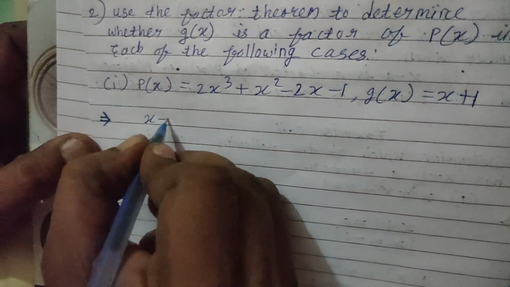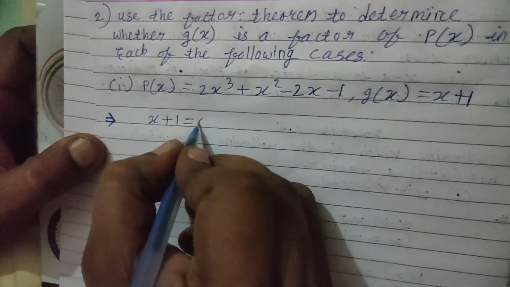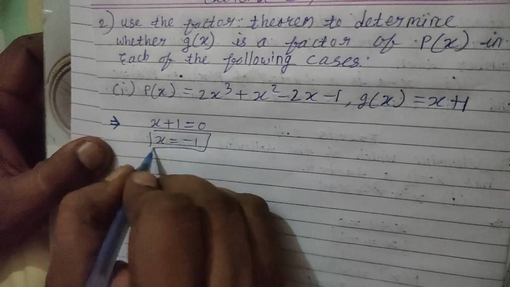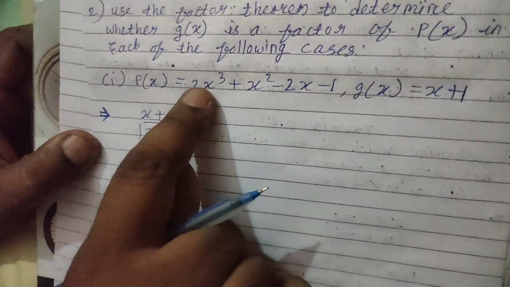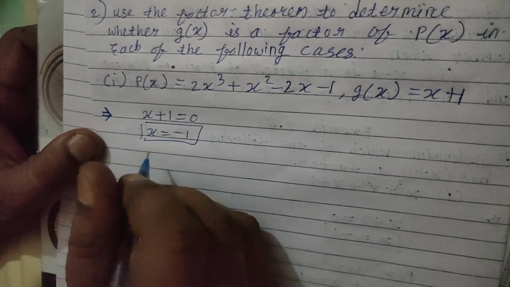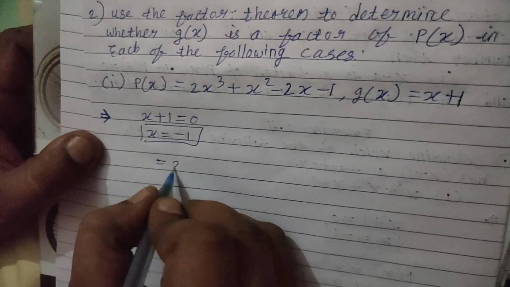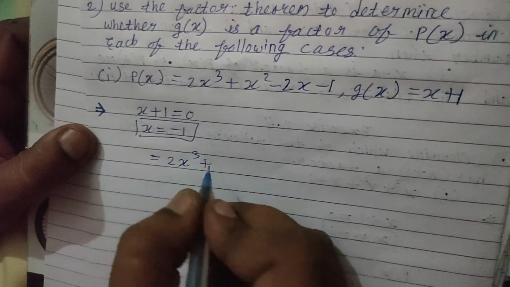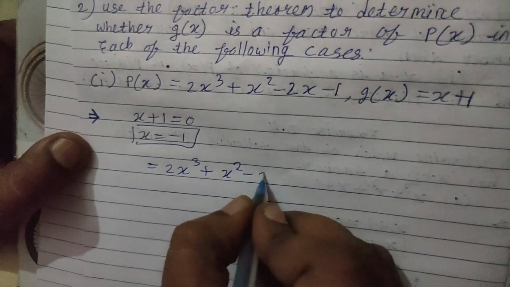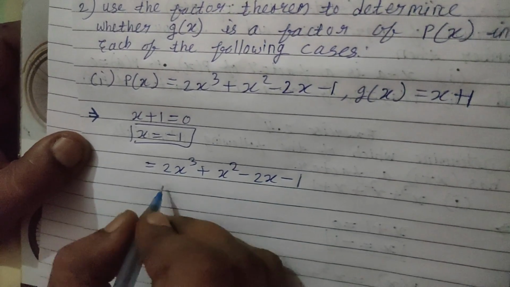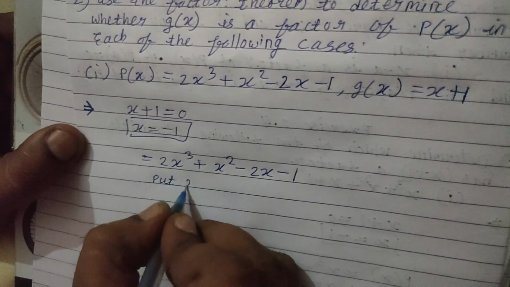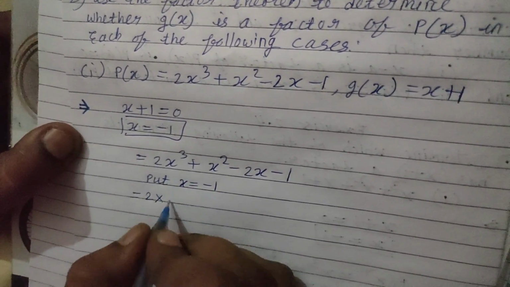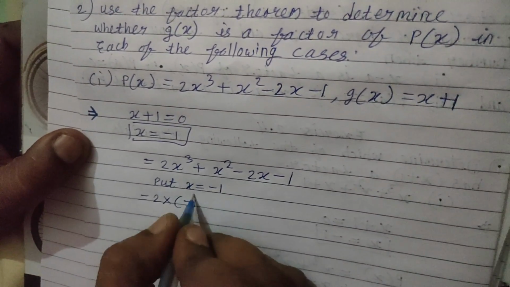So x plus 1 I will equate with 0. So the x value will be minus 1. Now this x value, minus 1, you have to put in this polynomial. So I am writing the polynomial 2x cube plus x square minus 2x minus 1. Now put x equal to minus 1. Now 2 into x cube means 2 into minus 1 cube.